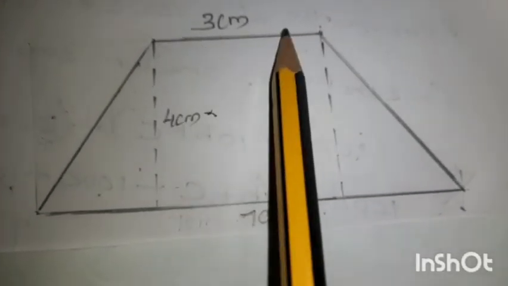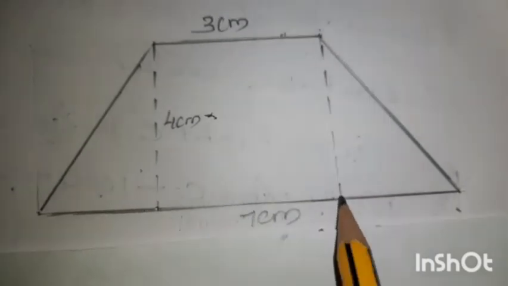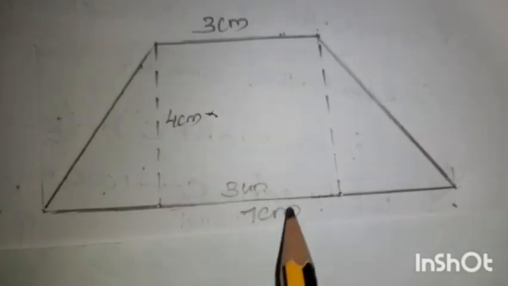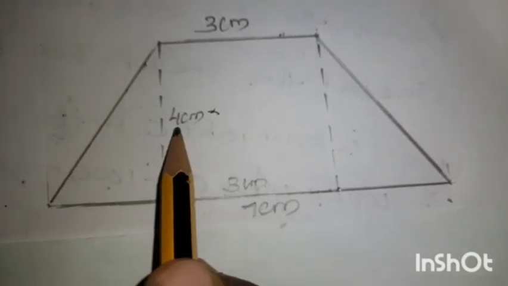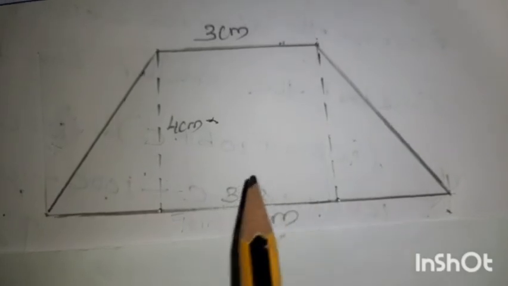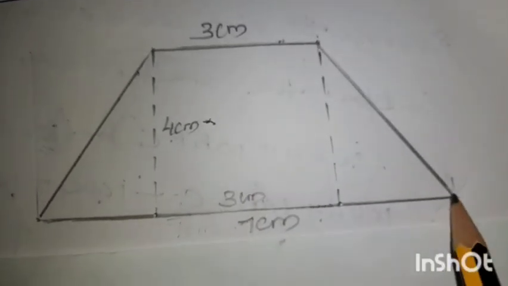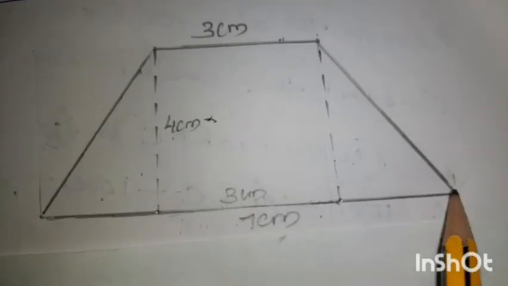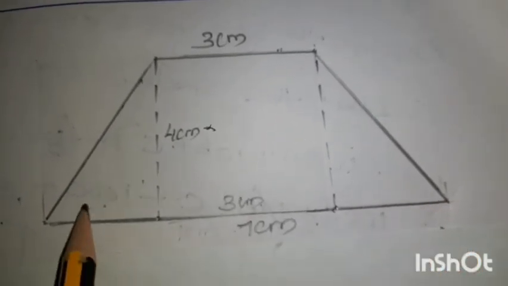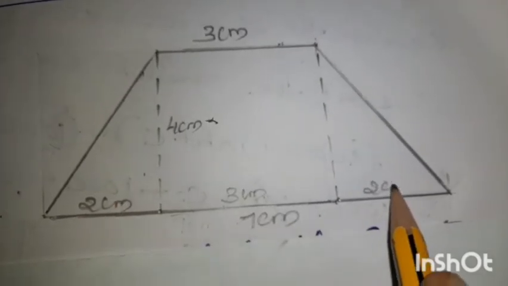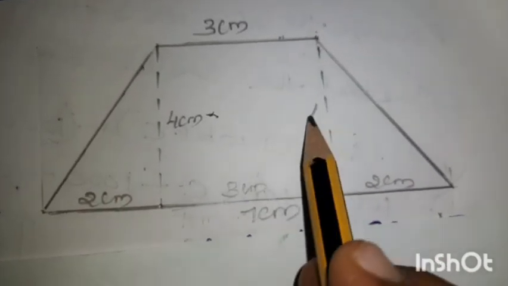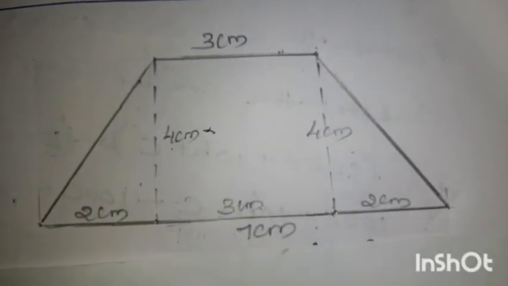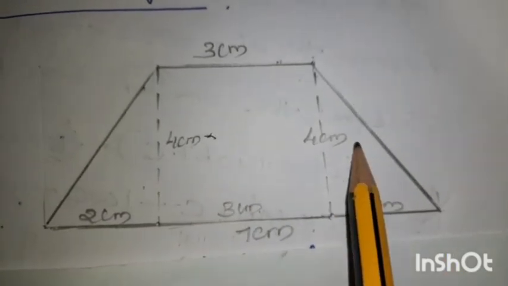Here the length is 3 centimeter. If you draw perpendicular lines, this length is also 3 centimeter. You are getting a rectangle of 3 and 4 centimeter. Then you are getting two triangles. If the total length is 7, this length is 3, and the balance 4 centimeter you are dividing equally. So both ends you are getting 2 centimeter. What about this length? 4 centimeter. So you are getting equal triangles on both ends.